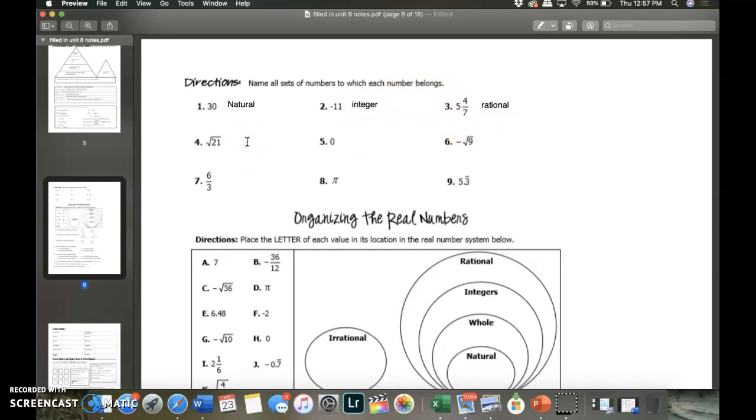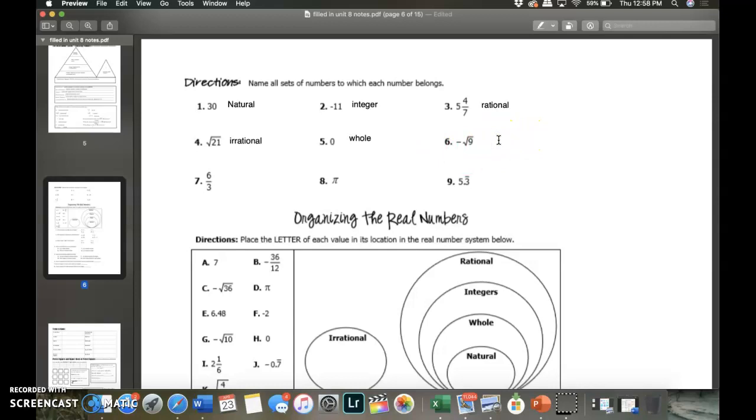All right, the square root of 21. Can I solve that? No, I can't. So that means it's irrational. Now keep in mind that all these numbers are also real. Rational and irrational are all real. 0, how far up the pyramid can I go? Is it an integer? It sure is. Is it a whole number? Yes. Some of you would say that it's not, but it is because you can have 0 wholes.